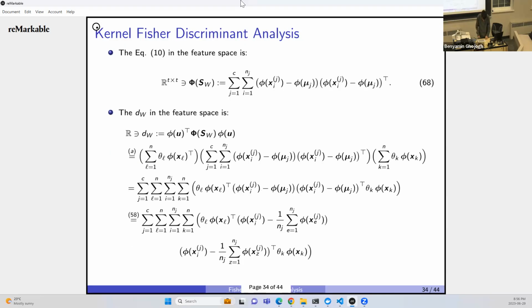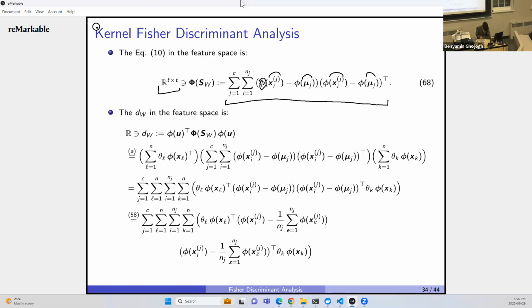Also, now take a look at phi of S_W. I can write phi of S_W in this way. We had these terms before, but now I have phi of them, the pooled version, which is a T by T matrix. This is a bit of simplification. Bear with me. You need to be patient.